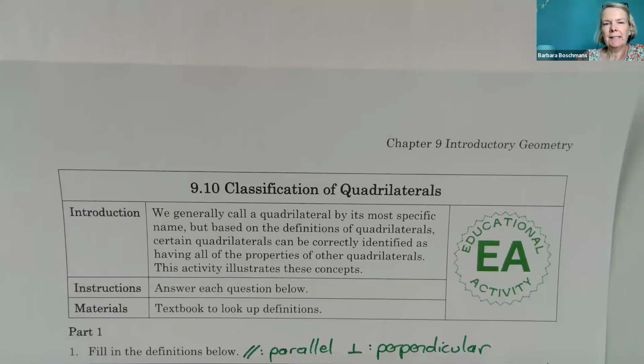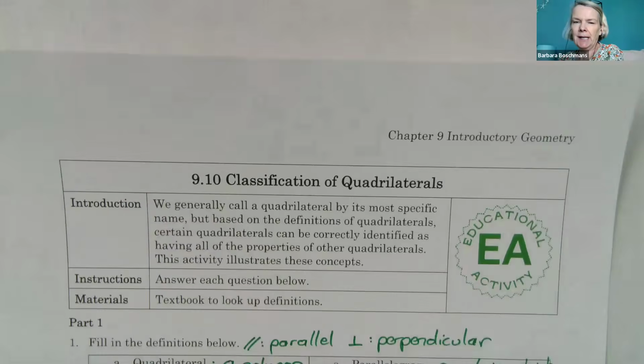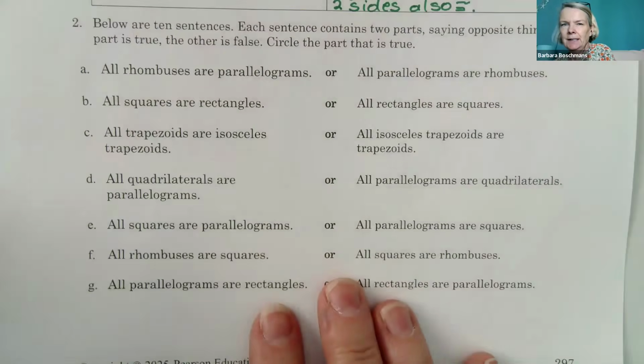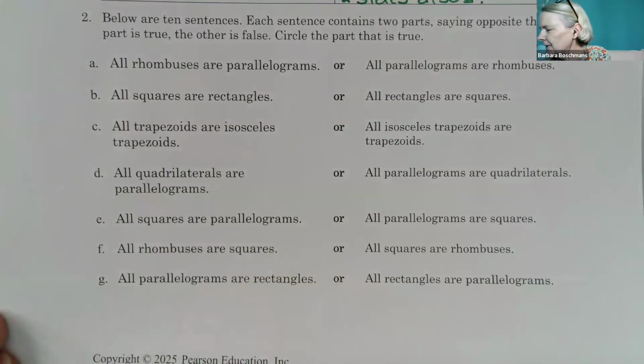Activity 9.10, Classifications of Quadrilaterals. A quadrilateral is a polygon with four sides. There's a bunch of them. The definitions are also in your e-text, and I showed you in 9.9 how to get there. I went ahead and copied mine down, and you should pause and take time to do that.